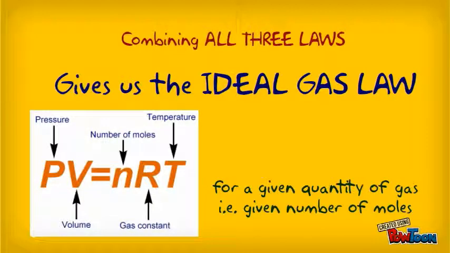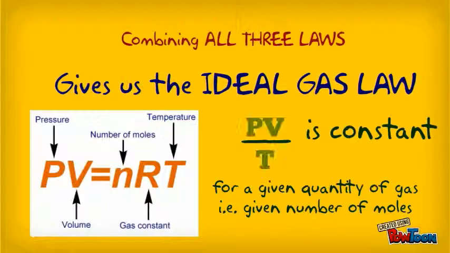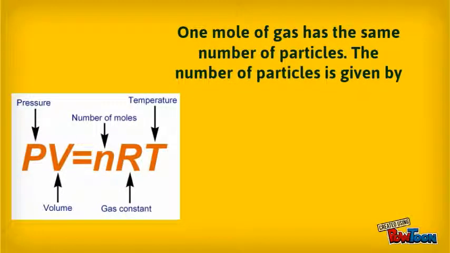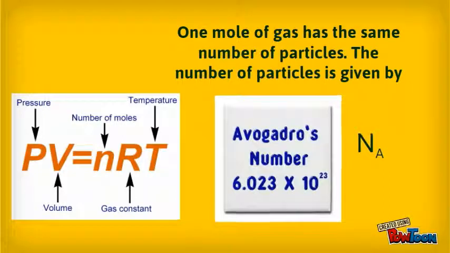For a given quantity of gas, in other words a given number of moles, PV over T will be a constant. One mole of gas, regardless of the type of gas it is, will have the same number of particles, and the number of particles is given by Avogadro's number, which is 6.023 times 10 to the power of 23. It's usually given the symbol capital N with a subscript capital A.